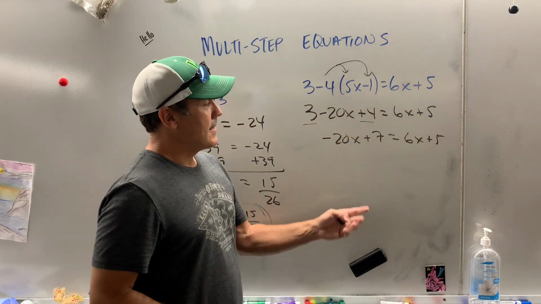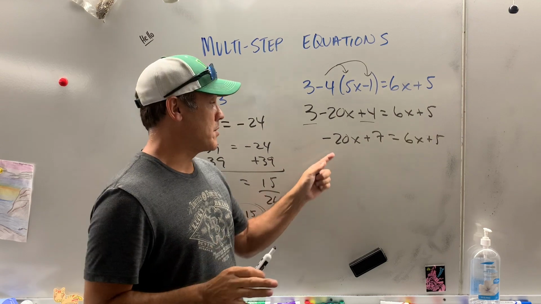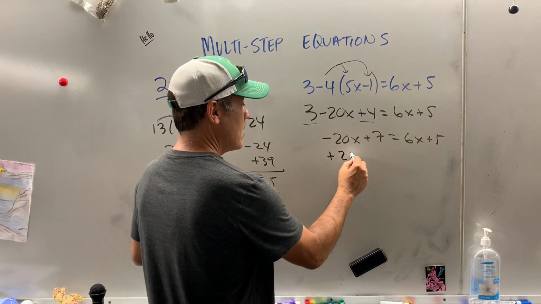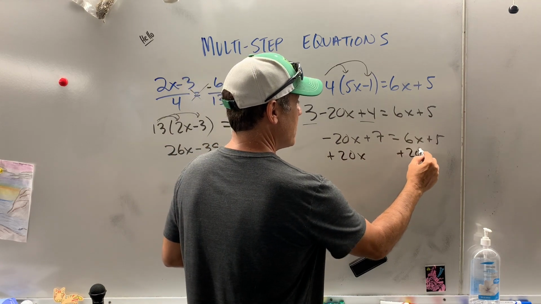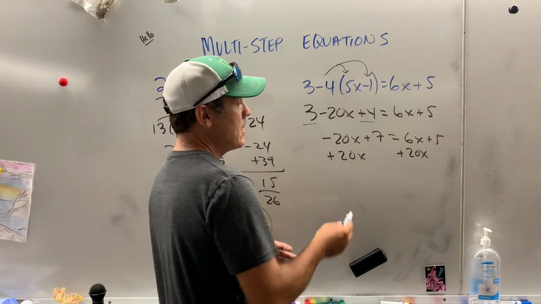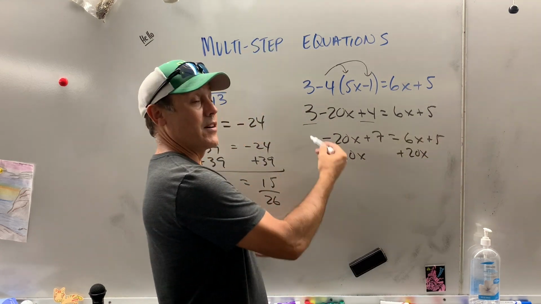So there I am. Now I want to move the smaller variable all the time. So negative 20 is way smaller than 6. So I'm going to add 20x, even though you may have been told to always get the variable on the left. That makes no sense to me whatsoever. So if I'm moving the variables to the right, I got to move the numbers without variables to the left.